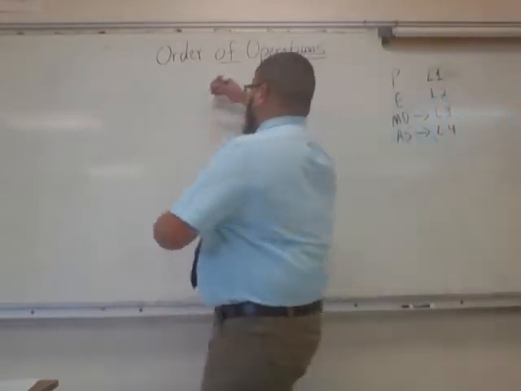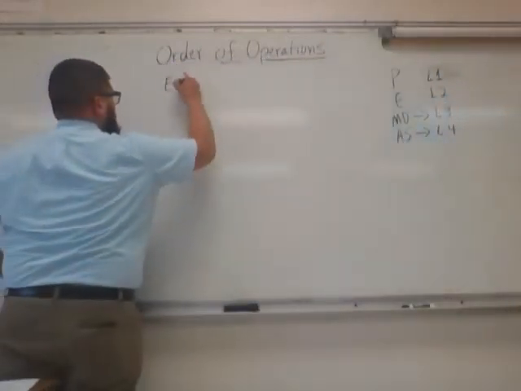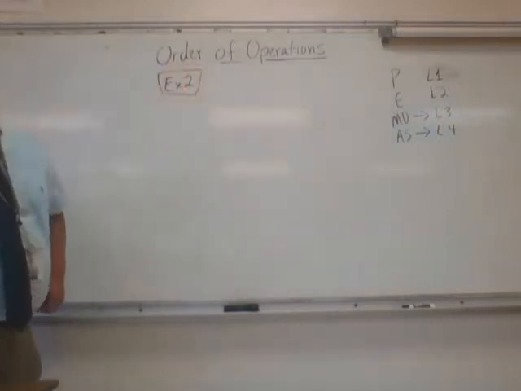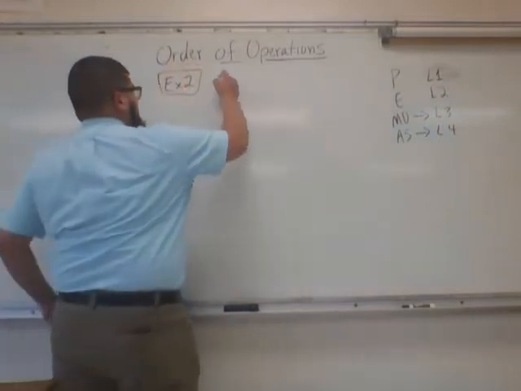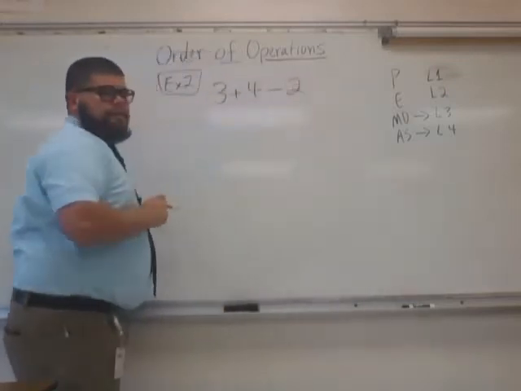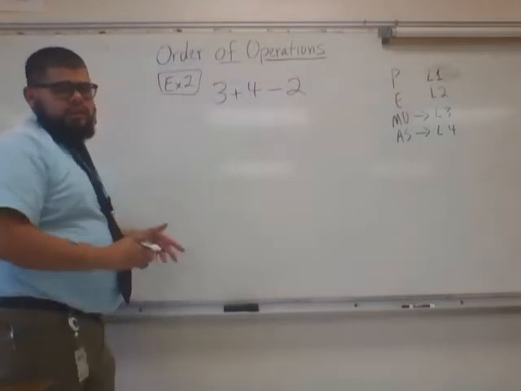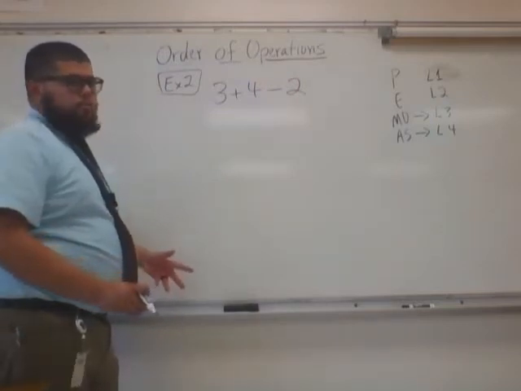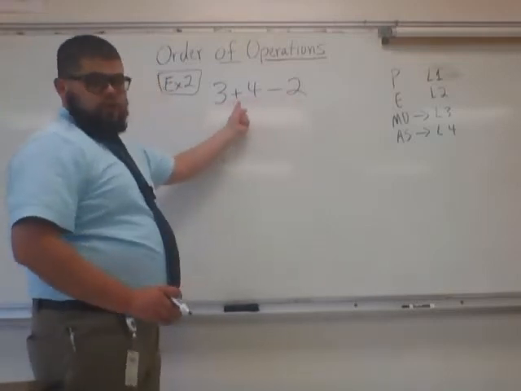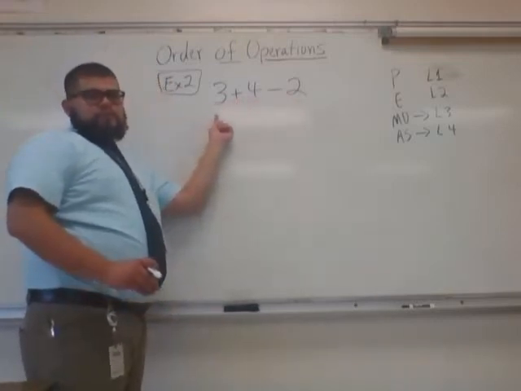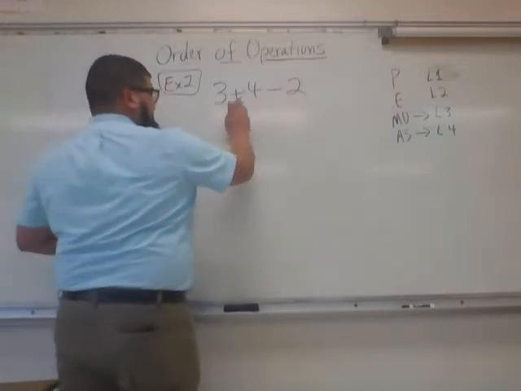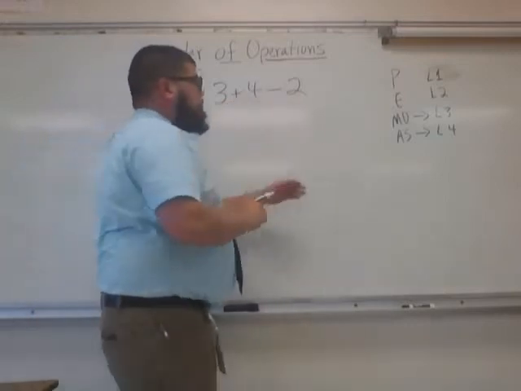So our example number 2: 3 plus 4 minus 2. In this case, again, 3 plus 4 minus 2, we have the plus coming first. Again, if we were to move our finger from left to right, we end up here first, so we're going to do that first, because addition and subtraction are on the same level, right? We can go through the levels.